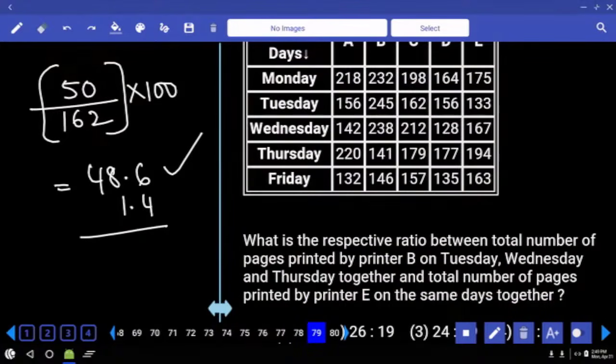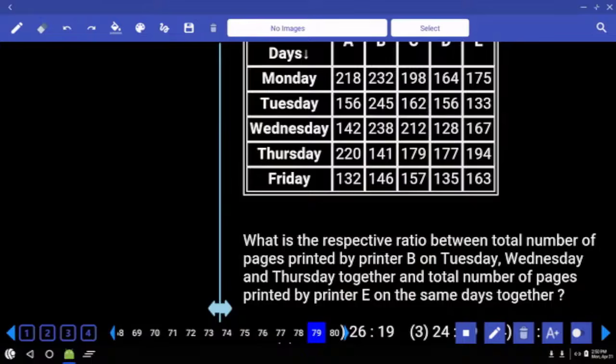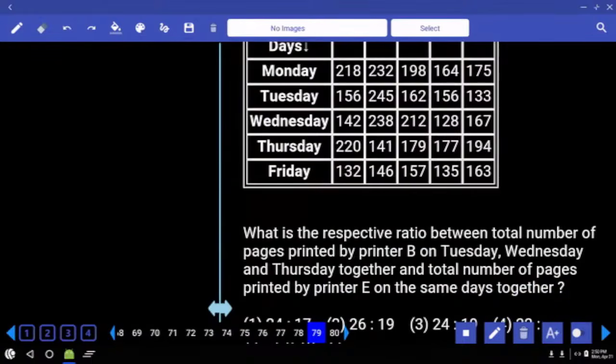What is the respective ratio between total number of pages printed by B on Tuesday, Wednesday, Thursday, and total number of pages printed by printer E on the same days together? These 3. Reverse addition. Hundreds places, tens places, then units place. 200, 200, 100. 40, 40, 30. 1, 10. Total 610. I am writing 60, 600 and then starting with 10.